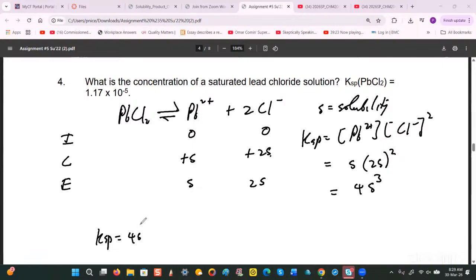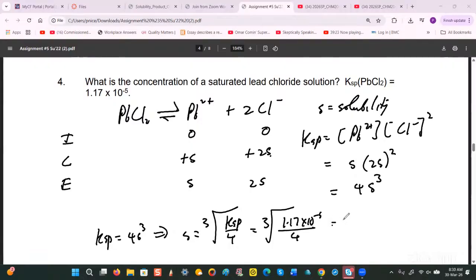So therefore, KSP in this case would be equal to 4S cubed. So therefore, S would be equal to the cube root of KSP divided by 4. So the cube root of KSP, which is 1.17 times 10 to the minus 5, divided by 4. So let's see what that gives. 1.17 times 10 to the minus 5 divided by 4, and then find the cube root of that. According to my calculations, this works out to be equal to 0.0143 M. And that's how that is done.